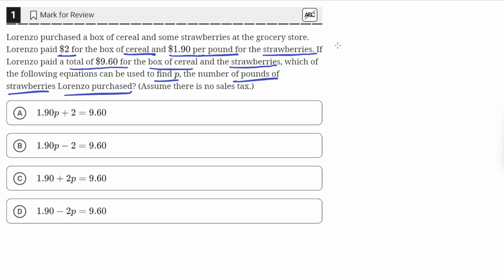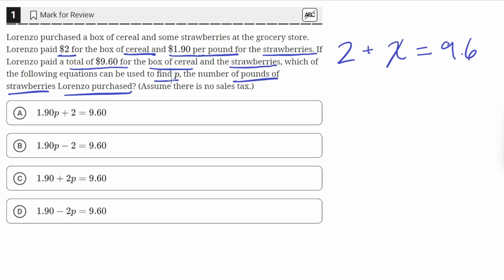So Lorenzo paid $2 for a box of cereal, and then he spent some money on strawberries. So we'll say he spent X amount on strawberries. And the total cost of those two added together is $9.6. So what we need to do is find an expression that can represent X.